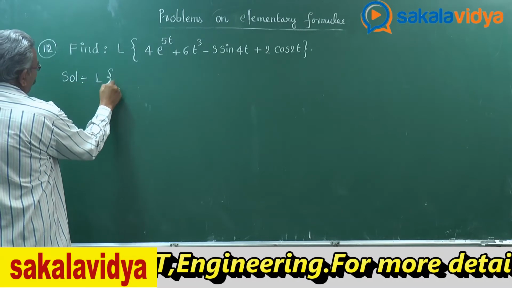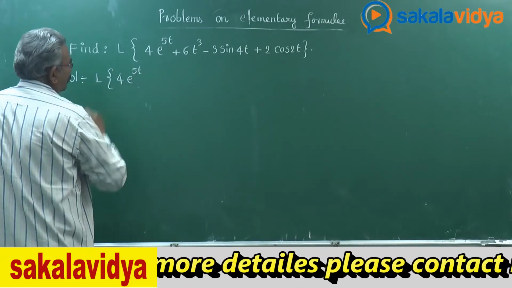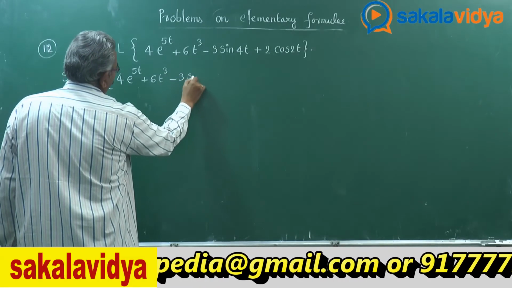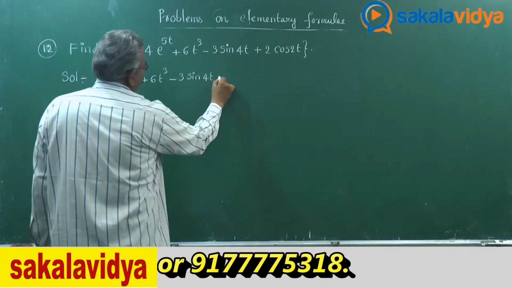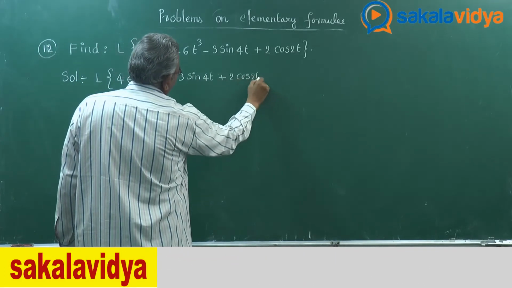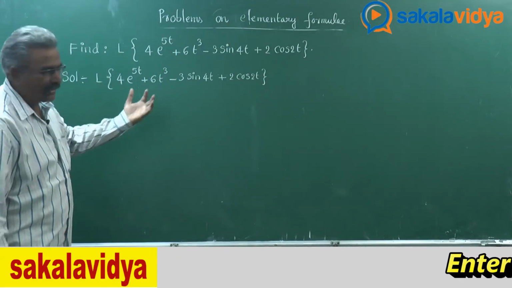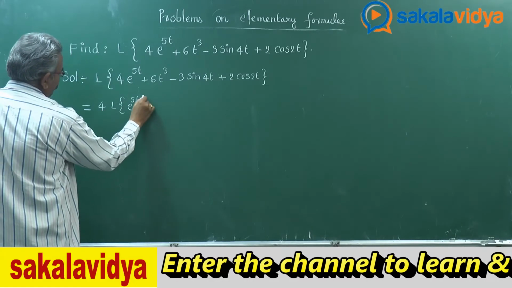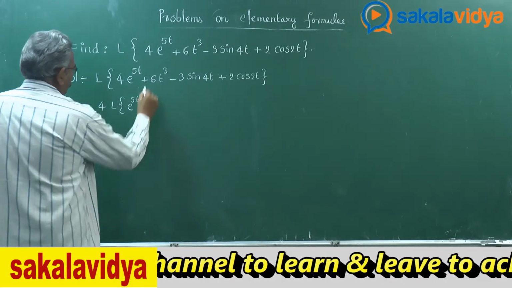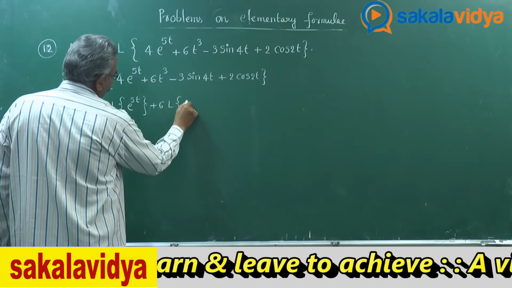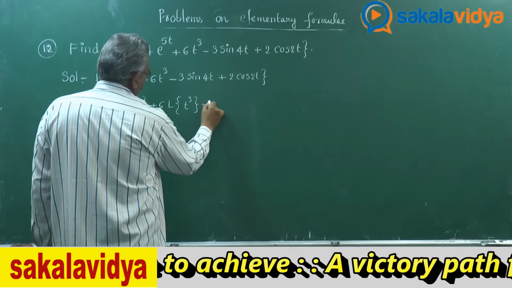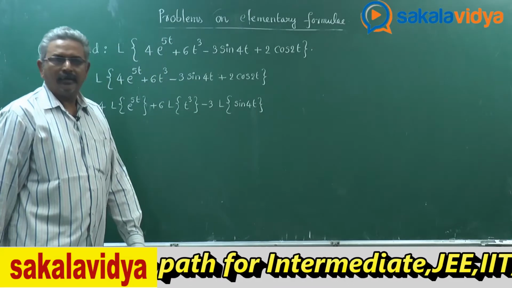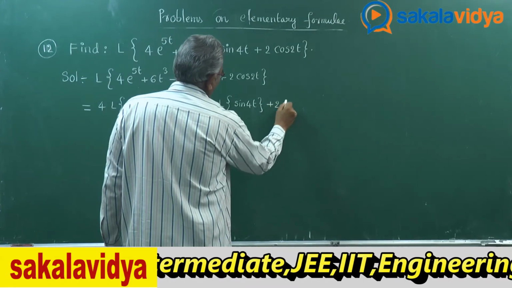The Laplace transform of 4 e power 5t plus 6t cube minus 3 sine 4t plus 2 cos 2t. Using the linearity property, this can be written as 4 times the Laplace transform of e power 5t, plus 6 times L of t cube, minus 3 times L of sine 4t, plus 2 times L of cos 2t.